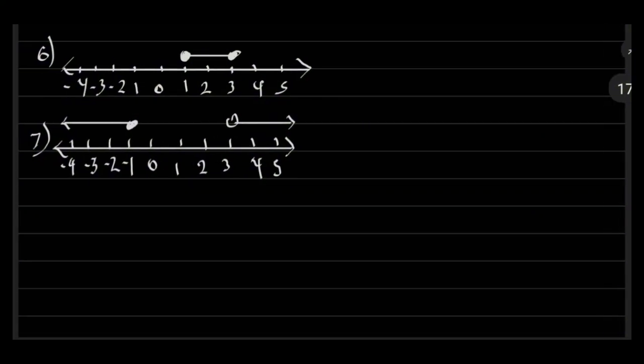Okay, so we are to look at number 6. Okay, as we can see, both are shaded here. So to state the truth set, we will go as x is such that x is a subset of real numbers where x is greater than or equal to 1, and then x is also less than or equal to 3.